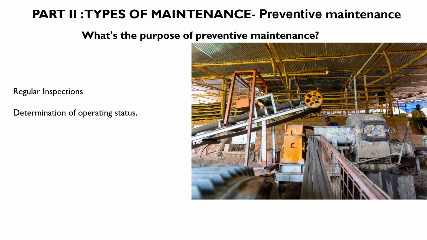Proceeding with part 2, let us look at preventive maintenance by defining it and responding to a question: what's the purpose of preventive maintenance? Preventive maintenance is a proactive approach to enable regular inspections of equipment to determine if their operating condition is satisfactory. By performing preventive maintenance on equipment that is still working, you can detect and correct any possible malfunction or failures before they develop into major breakdowns and prevent injury to workmen.